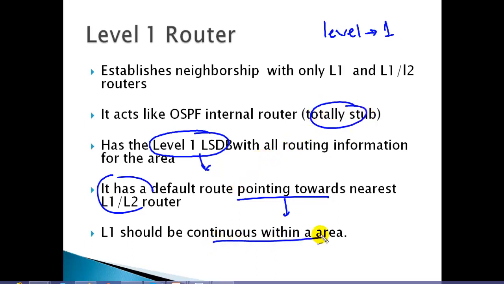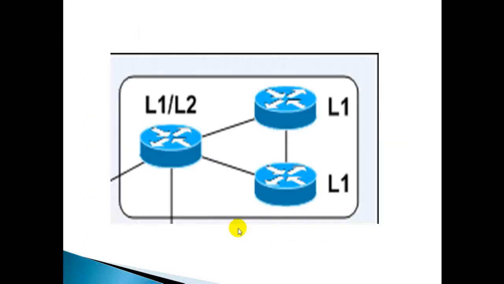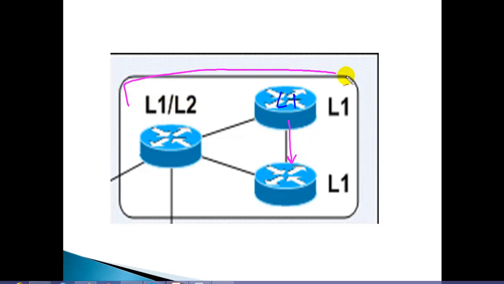Okay, so L1 should be continuous within the area, which means the L1 routers can only establish communication with only level 1 routers. Like here, I've got a diagram. So I've got a router which is a level 1 router, and this level 1 router will only exchange routes with another level 1 router which is in the same area.